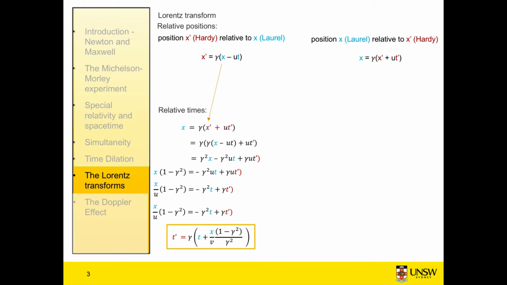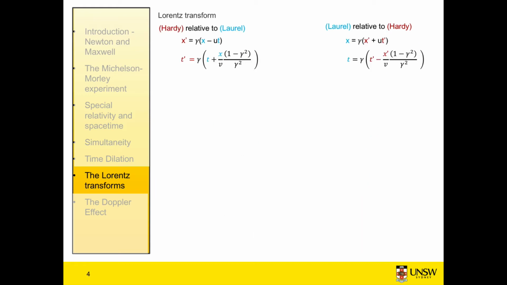And we can do the same, but beginning with the second equation. And when we do that, we find this equation. And once again, the only difference between the two equations is the plus and minus signs. So now we have the Lorentz transform equations for position in the x direction and time.